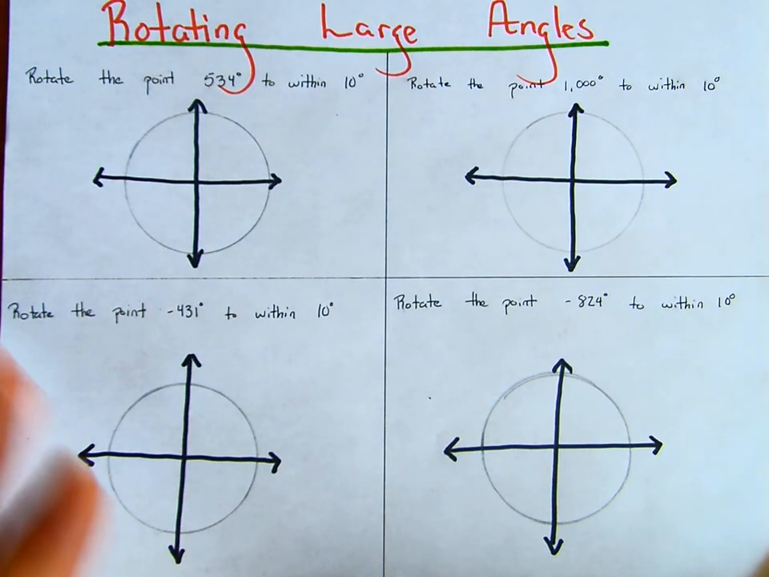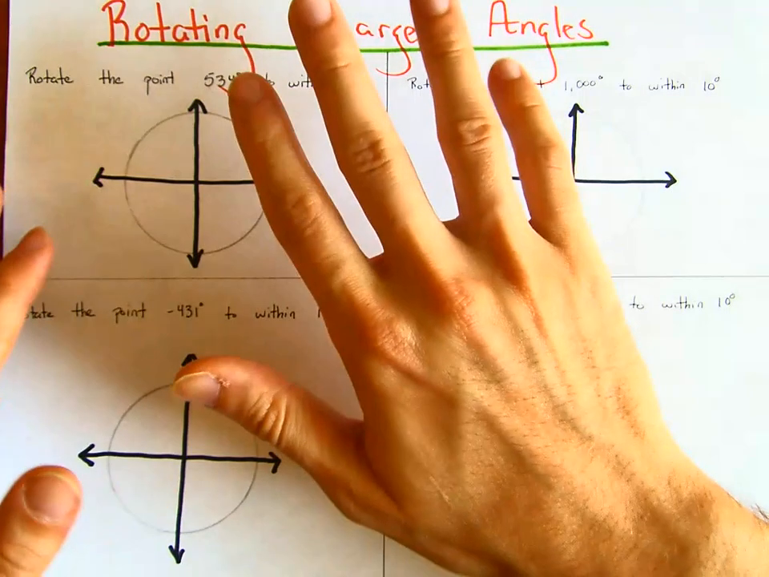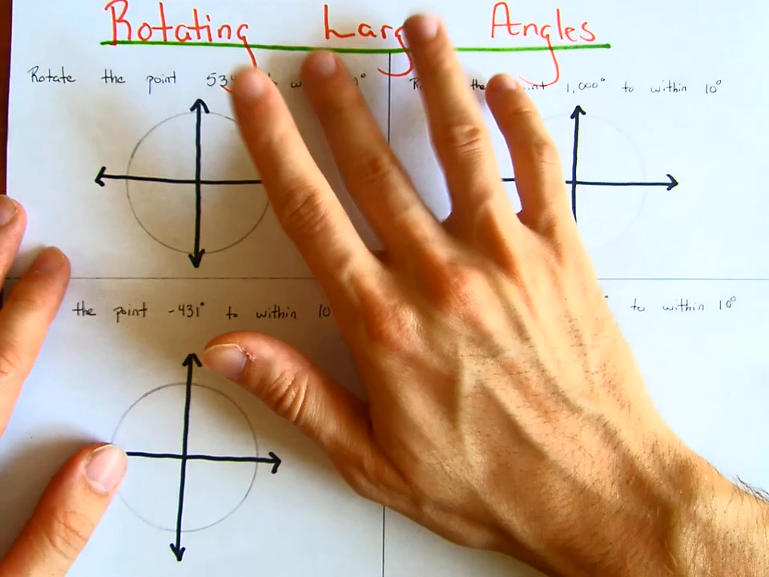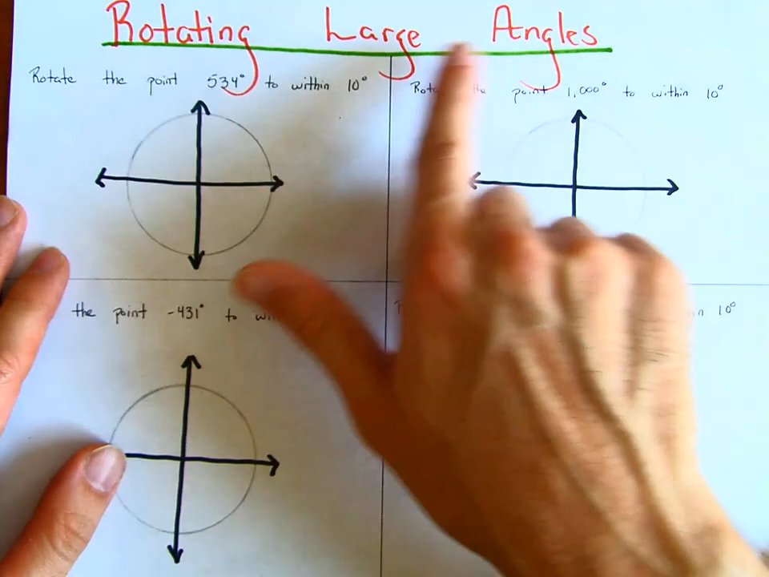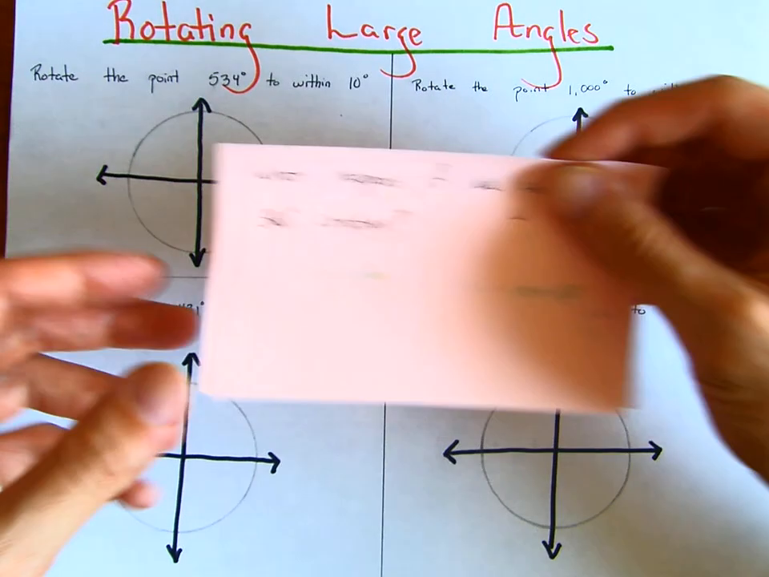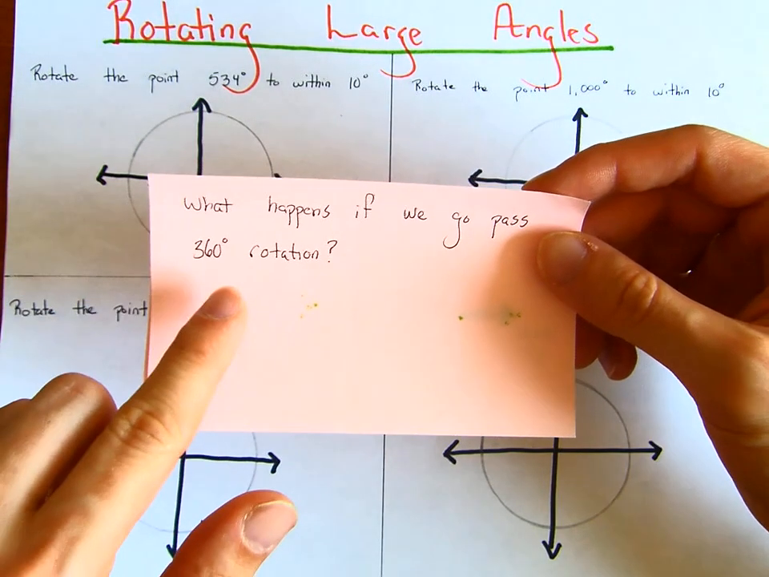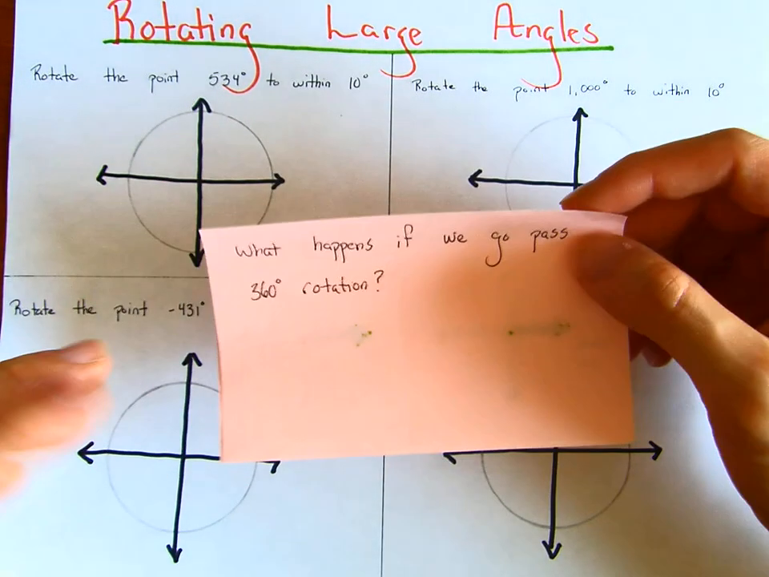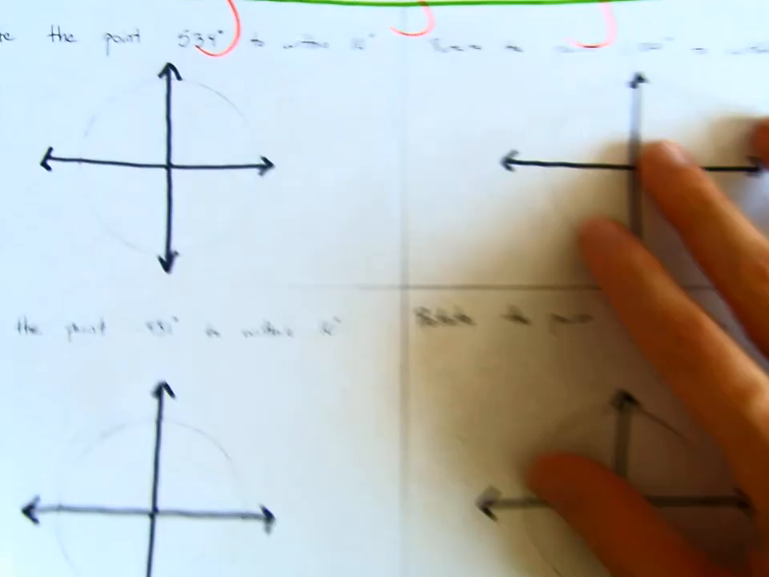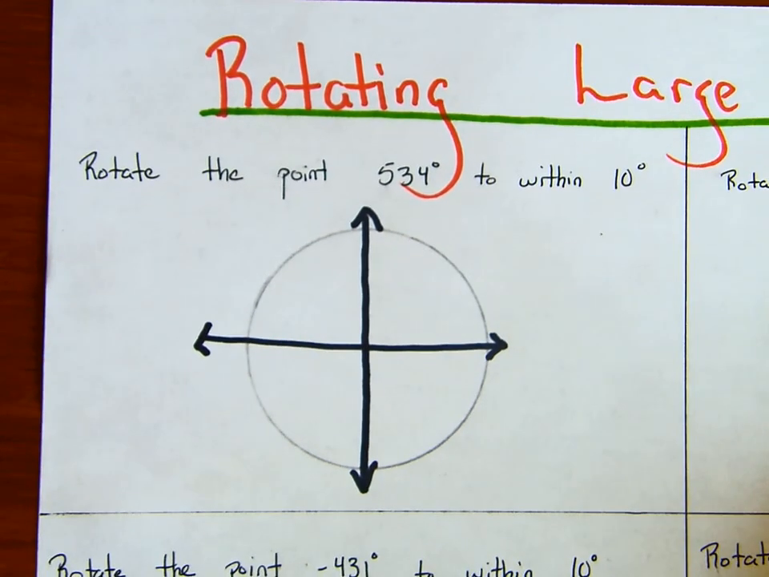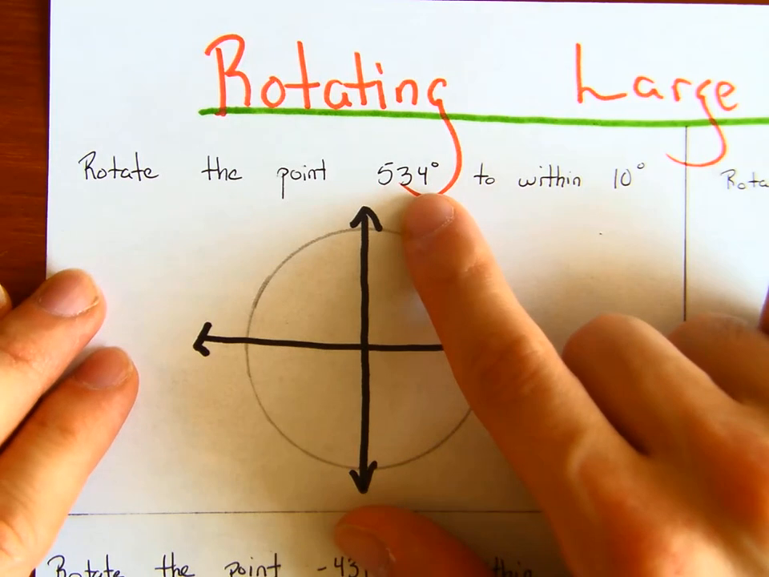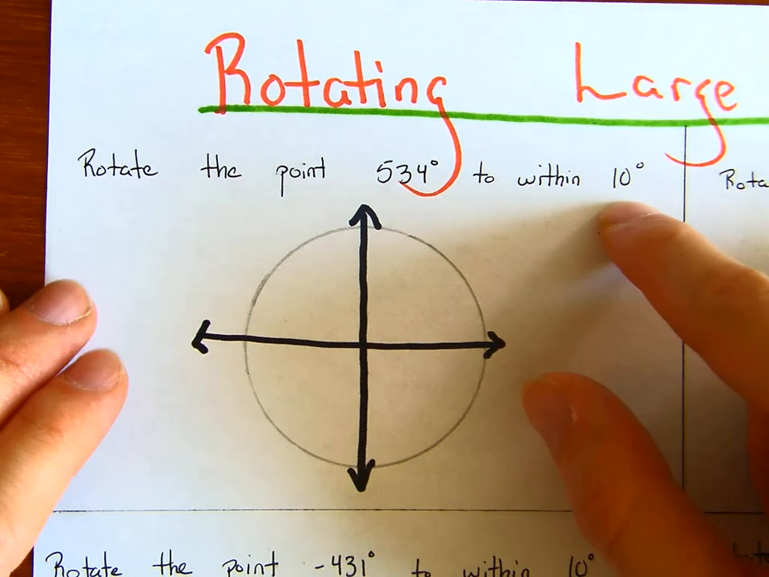Let's do this. This will be a quick lesson before we get into lesson number 5. What happens when we're rotating large angles? Imagine if we had to rotate past a 360-degree rotation. What will occur? Let's look at the first one. Here, it's saying rotate the point to a 534-degree rotation to within 10 degrees.